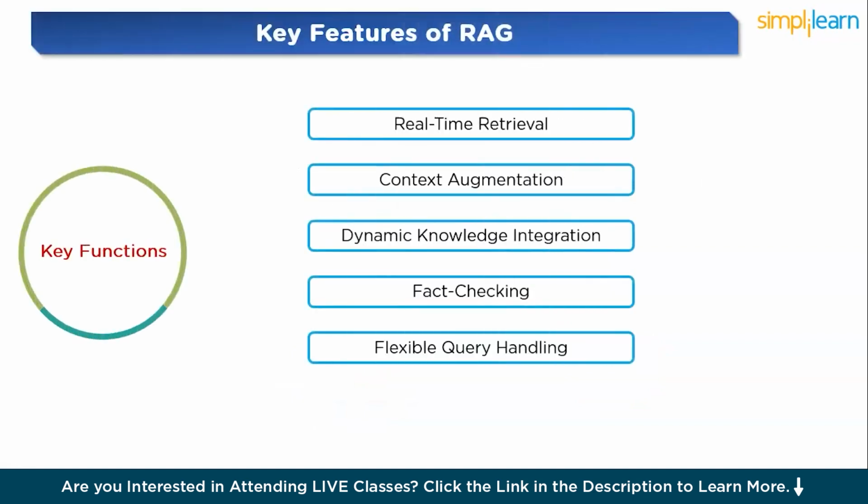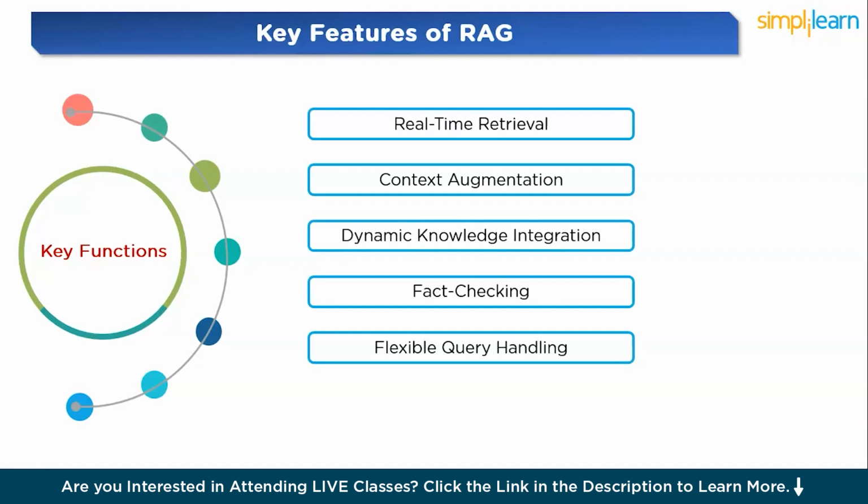Now, let us understand some of the key features of RAG. So guys, the first feature is real-time retrieval. RAG enhances the language model by fetching relevant information from external sources like a database or vector store, in real time, ensuring the model has access to up-to-date information during inference. Next is context augmentation. Once the relevant documents or data are retrieved, they are appended to the user's input query. This enriched context helps the model generate more accurate, informative, and contextually aware responses.